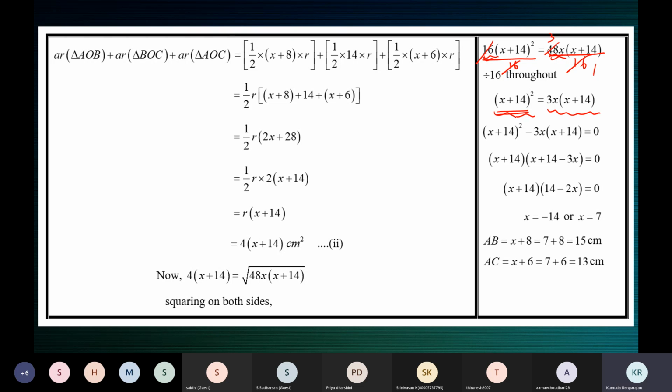Now, you can divide by a constant, but if you divide by an expression which has x in it, you will lose one value of x. That's all it is. Let me work it out instead of just talking like this, and let us see what happens when we divide by x plus 14 throughout.